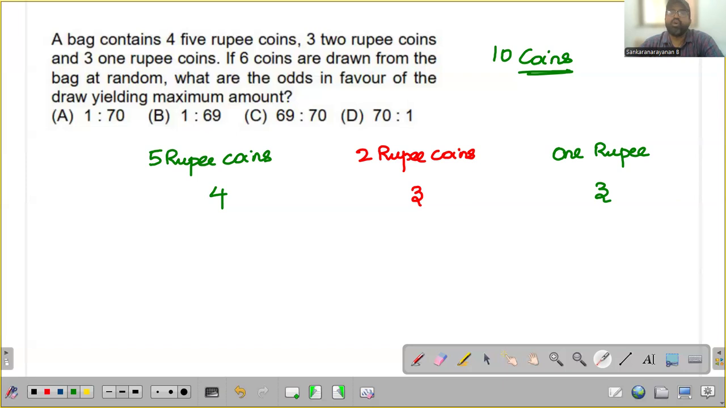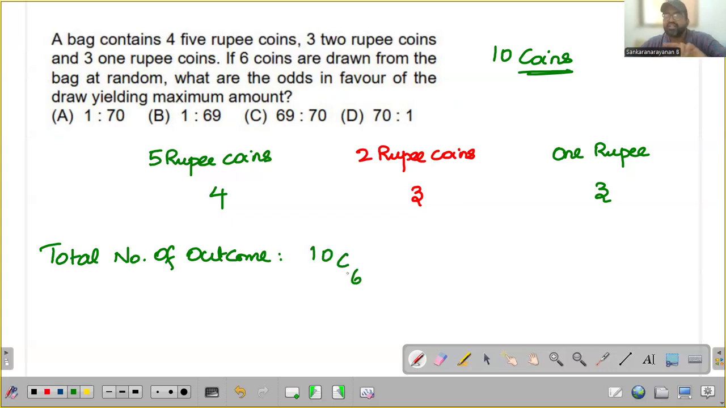The question is, what are the odds in favor of the draw yielding maximum amount? So the total number of outcomes: you are putting your hands, you are drawing 6 coins. 10 coins are available, you are drawing 6 coins. The total number of outcomes will be 10C6. Selecting 6 from 10 available, it is 10C6. This is the total number of outcomes.